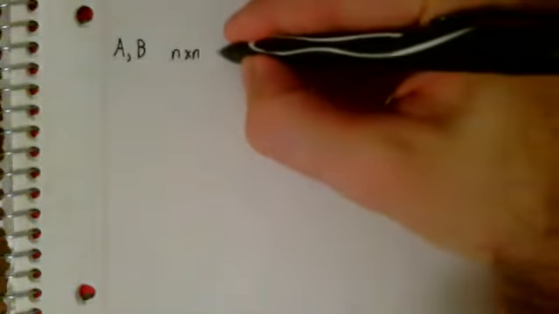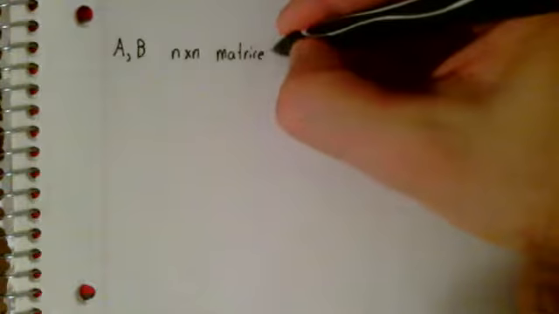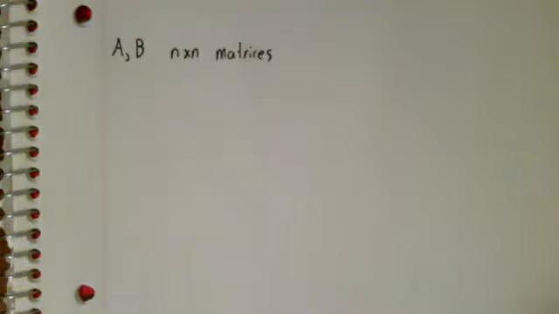The following definition is extremely important for reasons that will soon emerge. Let A and B both be n by n matrices. So they're square matrices of the same dimension.